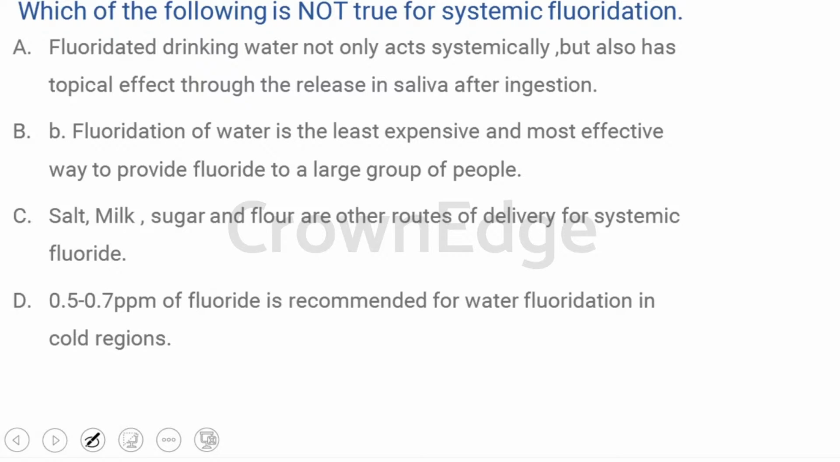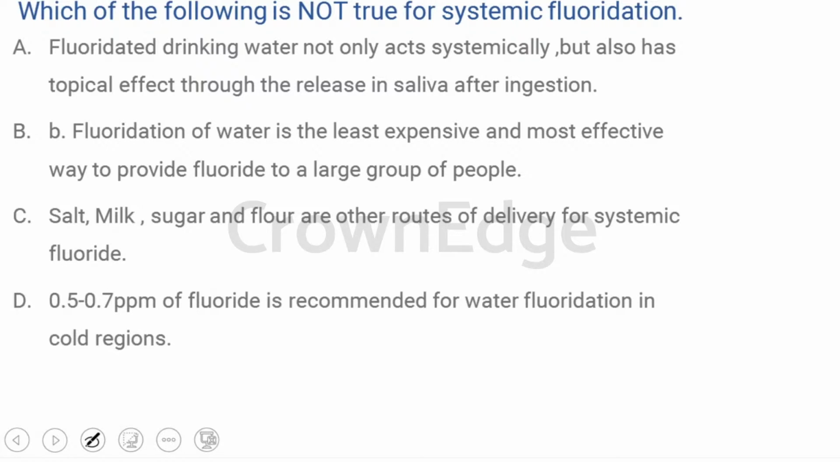The question says, what is not true? Option A, that fluoride drinking water not only acts systemically but also locally, is correct. Fluoride water being the least expensive and the most effective way to prevent dental decay in a large group of people is again the right option. So you are left with option C and option D.